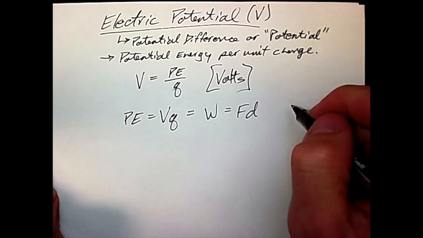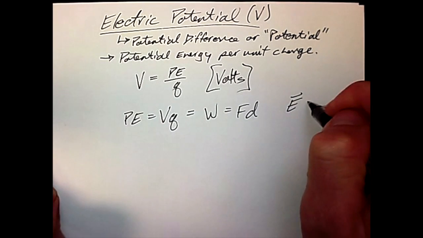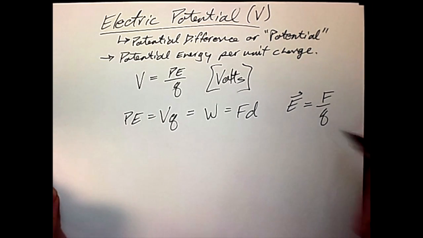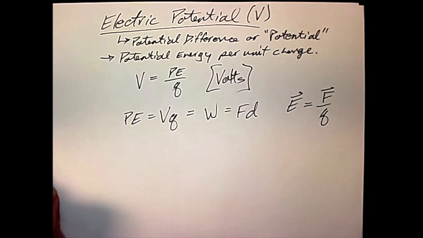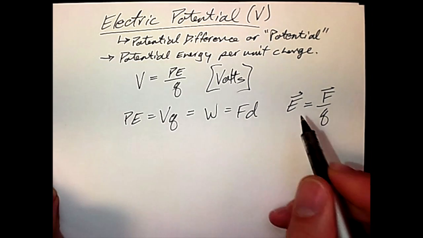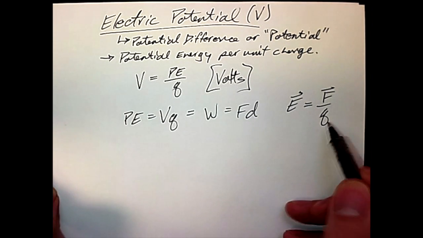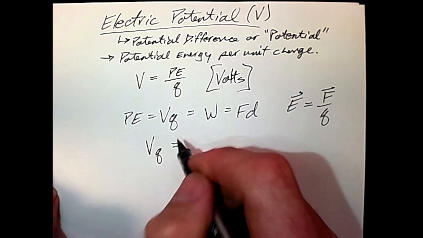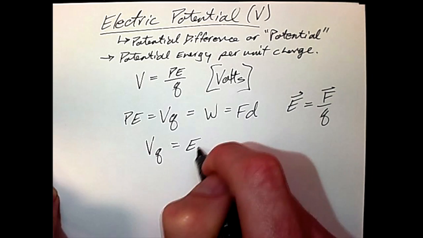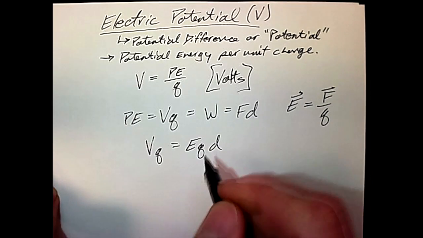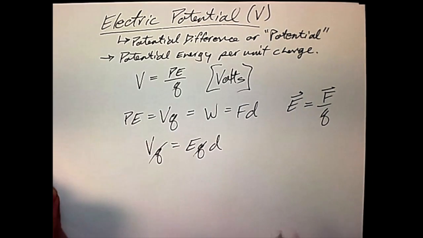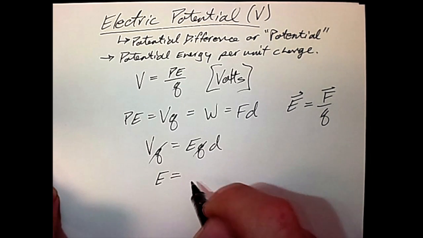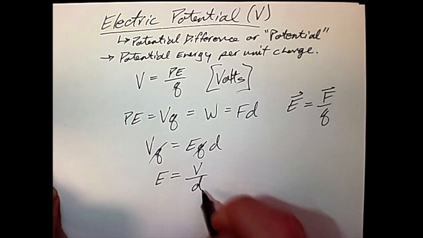But if you recall, electric field is the force per unit charge within a system. And so if I introduce that E times Q is the force here, then I have a potential times Q equal to the electric field times Q times d. And obviously the charges will drop out. And so we can describe electric field as being a function of the potential over a distance.